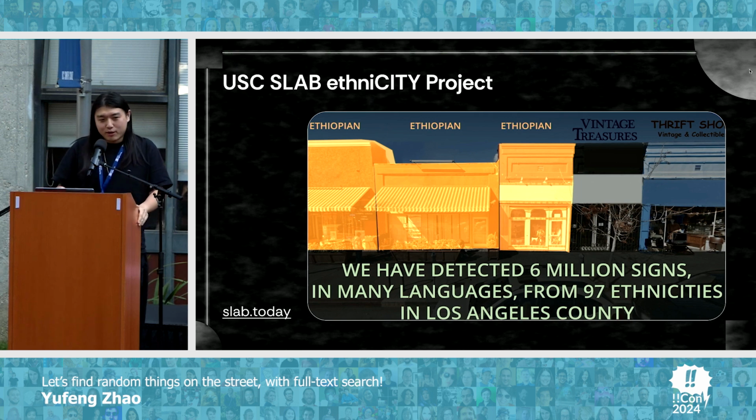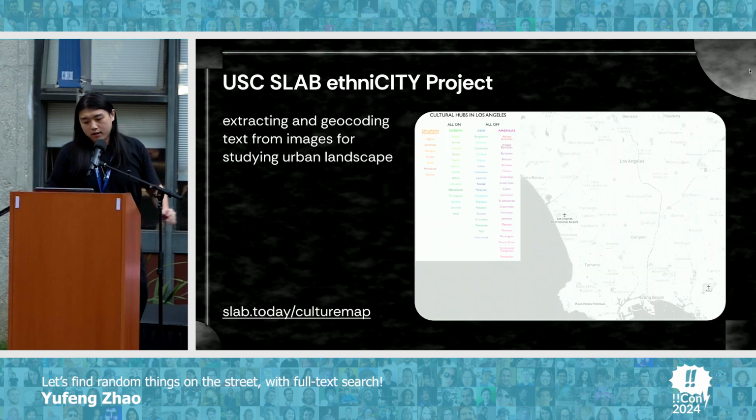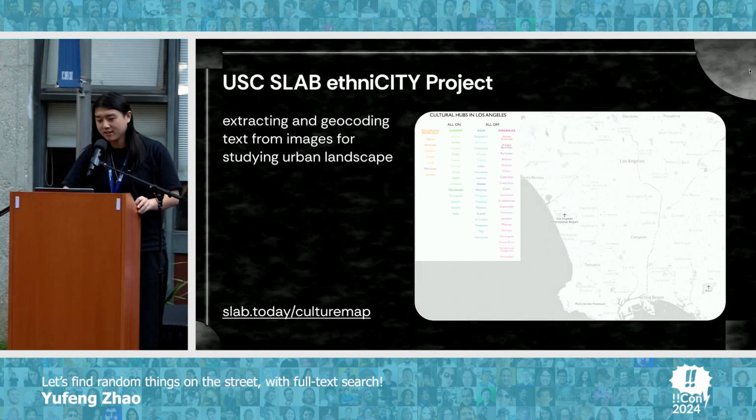So I'm not the only one who thought of OCRing Street View data to map the urban landscape. USC has a lab called Spatial Analysis Lab, SLAB. They have an amazing project called Ethnicity, which maps a lot of street signs in multiple languages in the LA County. At slab.today/cultural map, you will be able to see an interactive map that shows you different ethnicity groups in the LA County.